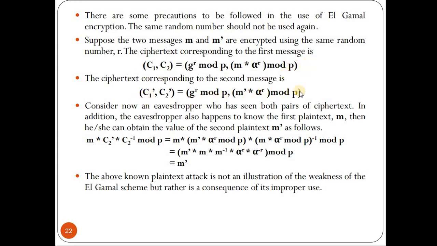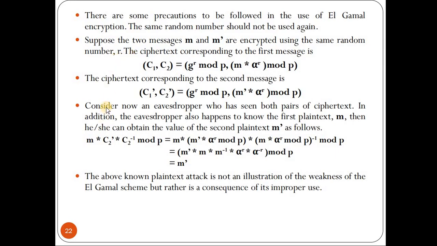The ciphertext of the second message will be C1 dash, which is G to the power R mod P, since the same random number R is used, and C2 dash will be M dash, that is for the second message, into alpha R, which is the same, mod P. Okay, so these are the two ciphertexts for the two different messages M and M dash where the same random number R is used.